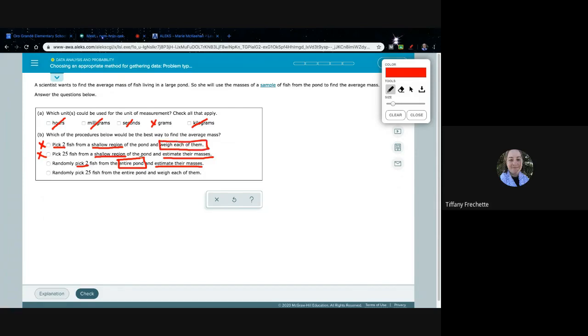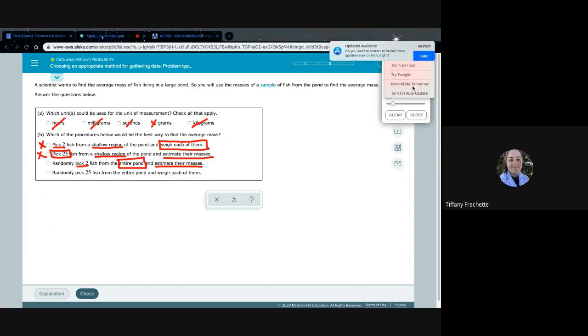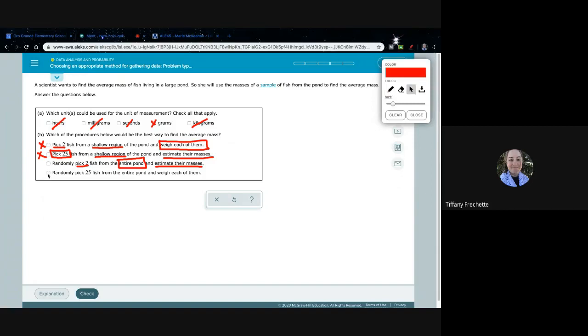So we're looking for entire pond, weigh each of them, pick 25. We want these things put together. So randomly pick 25 fish from the entire pond and weigh each of them. Oh, look at that. It's the very last one there. So ignore that. And we're gonna do this last one, and I'm gonna go with grams. So let's clear this and check.